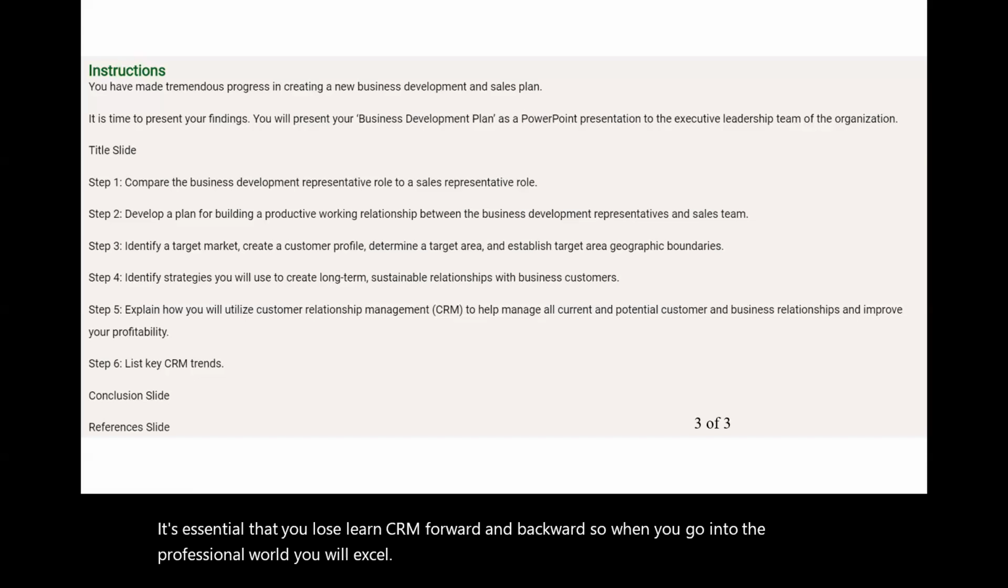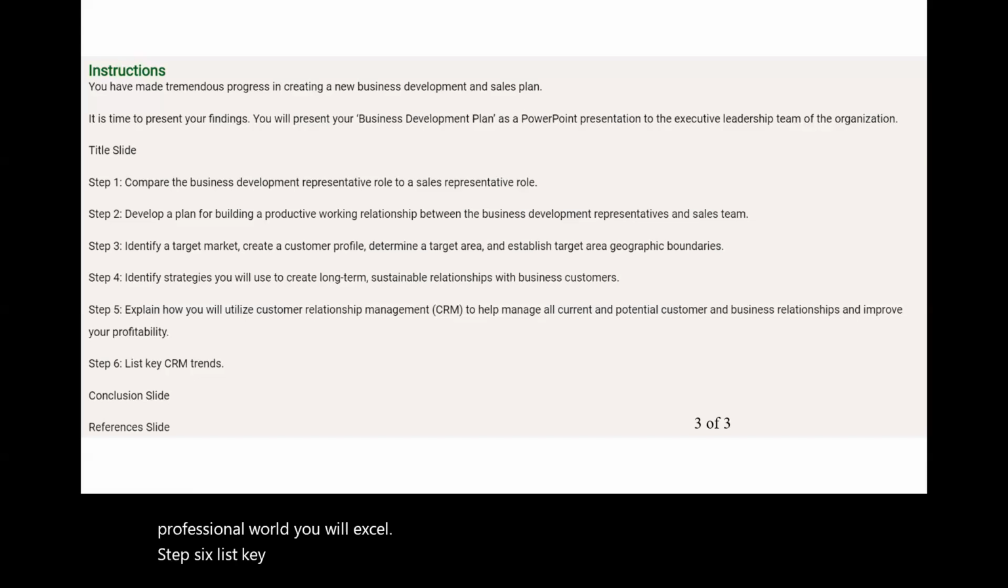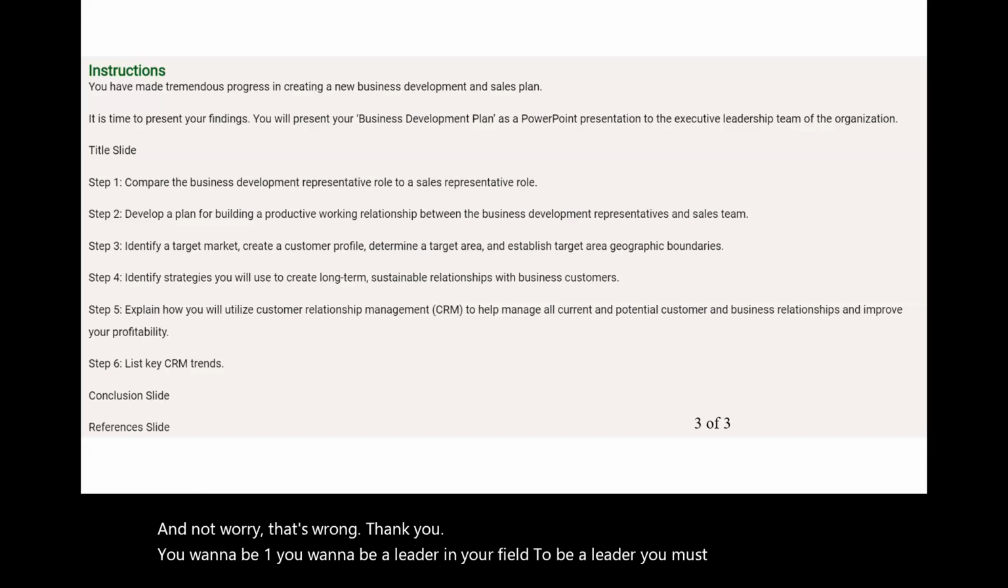Step 6, list key CRM trends. You need to stay current in your field. If you think, okay, I got this job, now I'm just going to sit back and not worry, that's wrong thinking. You want to be number one. You want to be a leader in your field. To be a leader, you must stay current in your field.